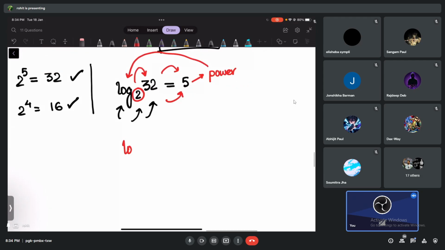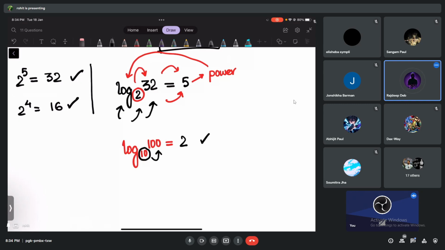See, if I write log 100 with base 10, what is the answer, guys? So 2. The question is, what is the power of 10 so that you get 100, right? And your answer is 2. Are you clear, guys? A little bit at least with log functions. Okay, I think the basic idea is clear, what is log.